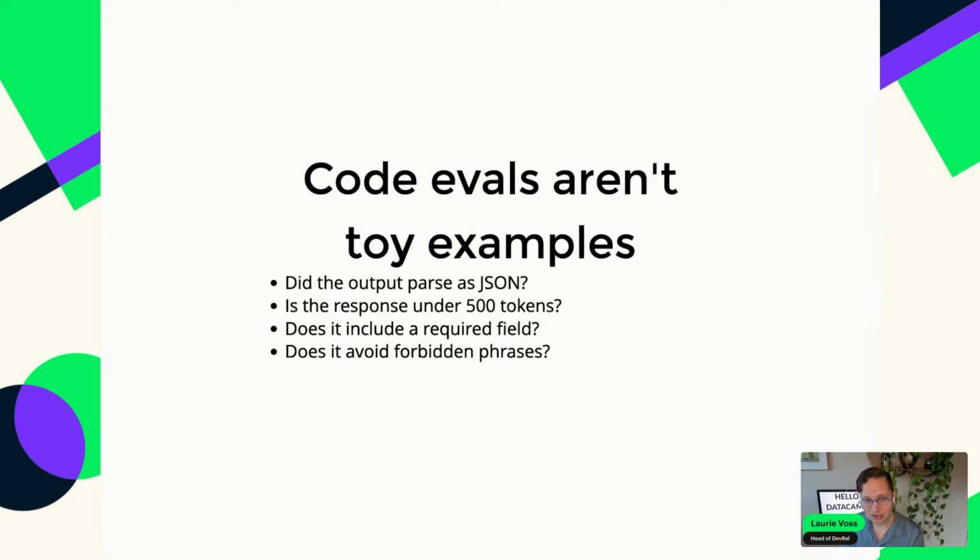Code evals aren't just toy examples. In production systems, they are critical. If your app returns JSON, you can check that it parses. If you have length requirements, you can check the length. If there are phrases that your app should never say, like "as an AI language model" or "I cannot help with that," then you can check for them. It's fast and it's cheap and it's completely reliable.